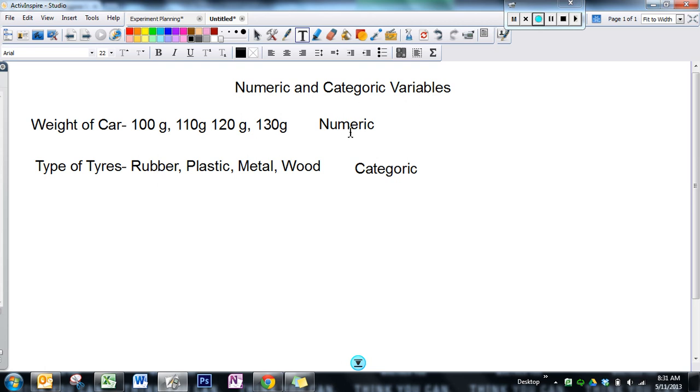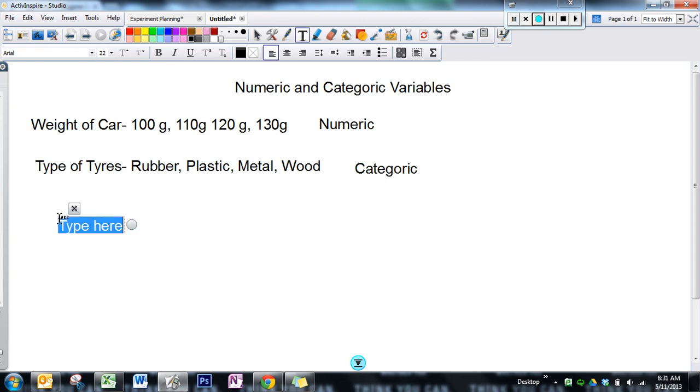Whereas numeric is always in numbers, and you can always go halfway. There are infinite possibilities. I could go 100, 105, 110, 115, 120, or I could go 101, 102, 103, 104. So that's the difference between the two characters.